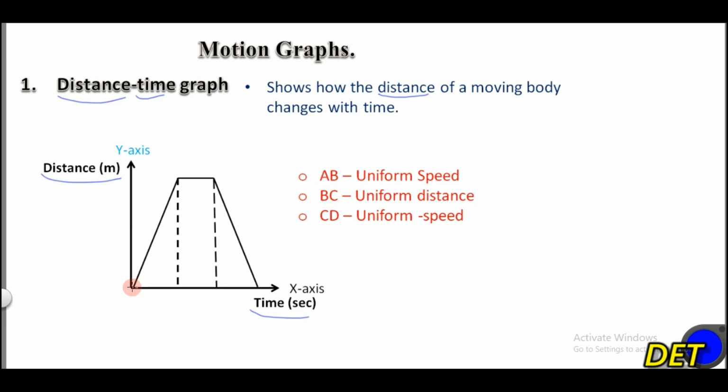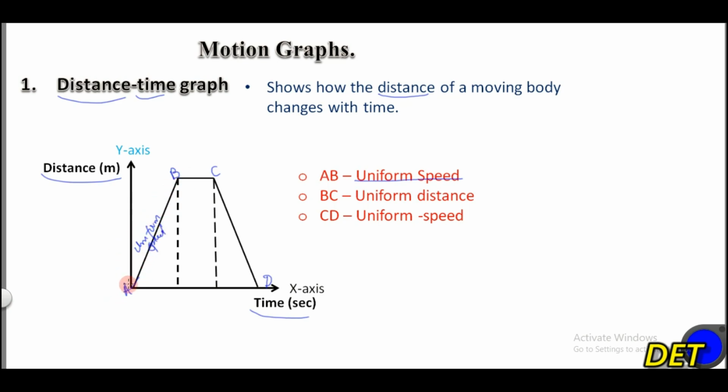So if here is A and here is B, here is C, here is D. As the body moves upward from position A to B to C to D, as it moves from A to B, it is undergoing what is called uniform speed. So this slope here is your uniform speed for a distance time graph. Why is it uniform speed? Because the distance is changing with time, right?